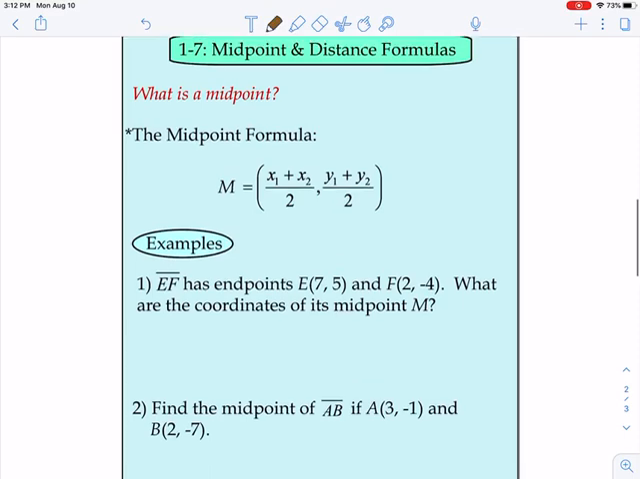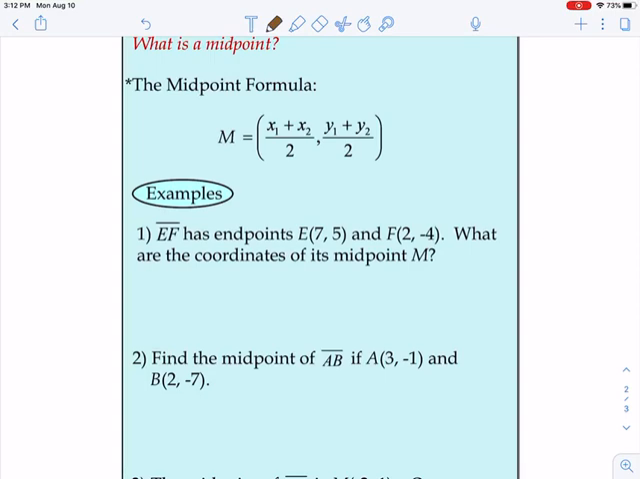So, for example, number 1, EF has endpoints of (7, 5) and (2, negative 4). What are the coordinates of its midpoint? So again, I'll call this x1, y1, and I'll call this x2, y2. Now, you do need to memorize this formula, only because I didn't leave myself a lot of space in here. If I were you, every time you use that formula, you should rewrite it, because you're not going to be given that formula on a test. You need to memorize it. But just because of space, I'm not going to rewrite it right now.